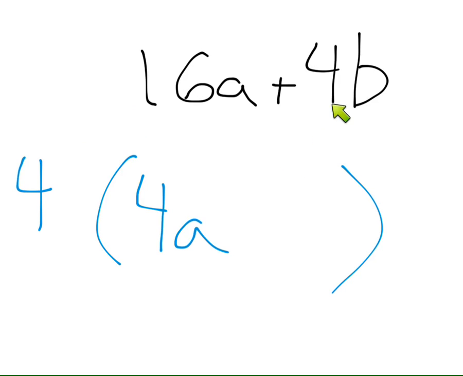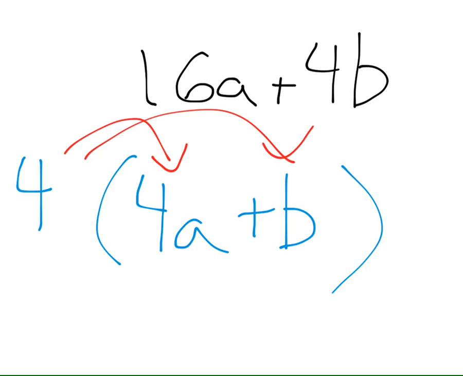And if I pulled out a factor of 4 here, what's left? Just a 1b, right? Plus b. To check my answer, if I redistribute this, I get 16a plus 4b, which is what I originally had. So I kind of reversed the distributive property here. I pulled out a greatest common factor and rewrote what's left inside the parentheses. We factored out a GCF is what we call that.